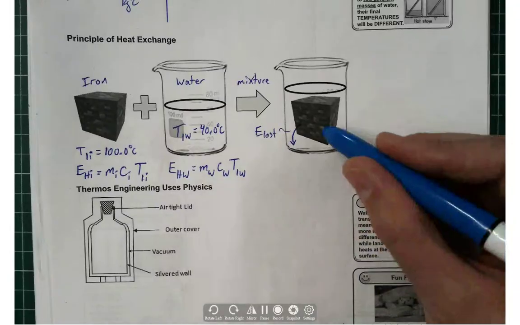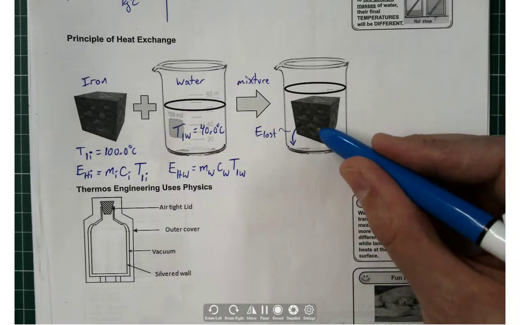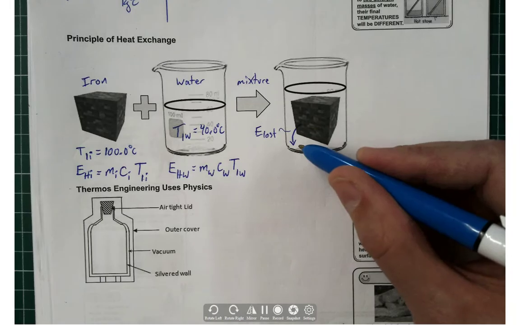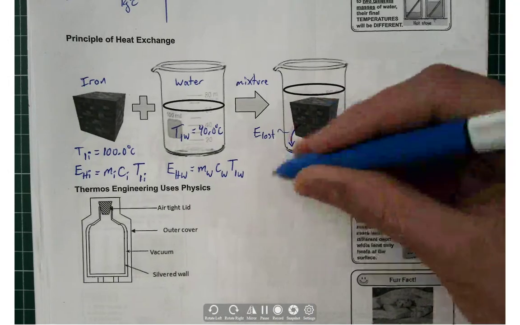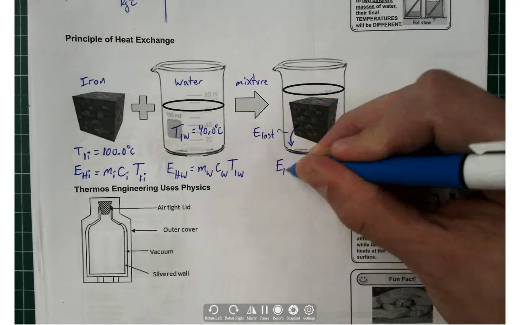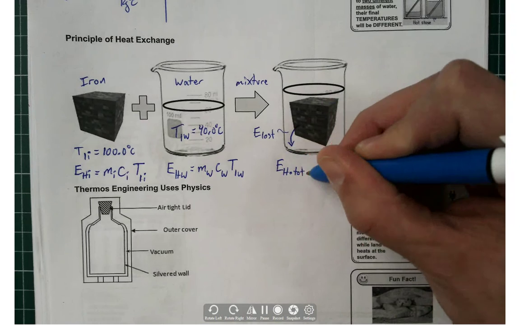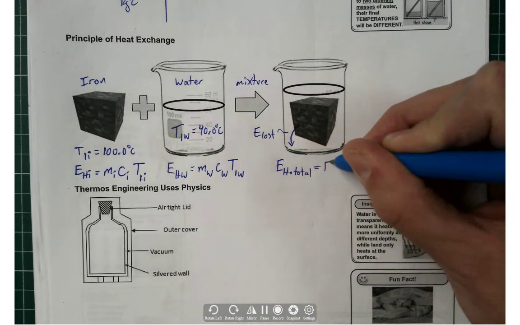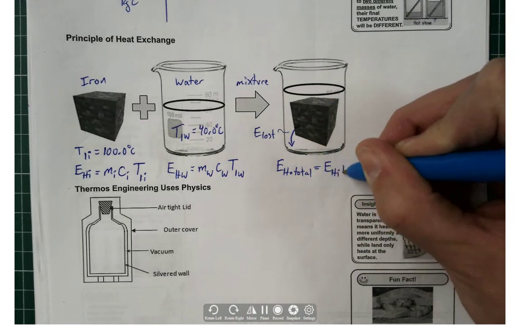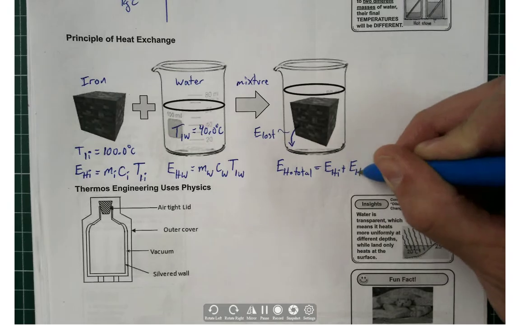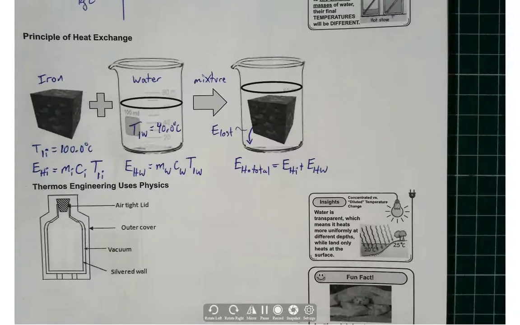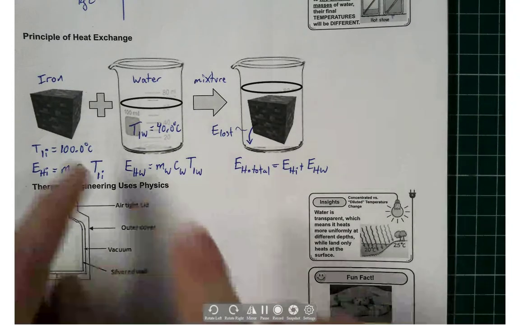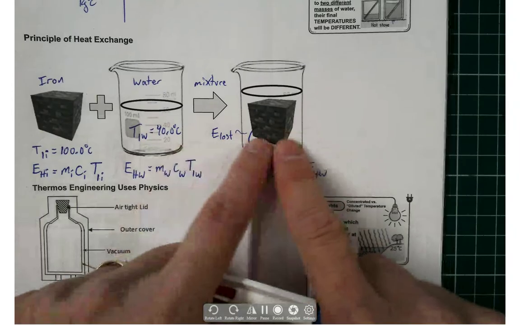The iron loses the heat, the water gains the heat. The heat is not destroyed. It's the same amount of heat. Everybody agree on this one? So we say, all right, EH total is going to be EHI plus EHW. The total heat of the iron plus the total heat of the water. Those two add up to give us the total in here.